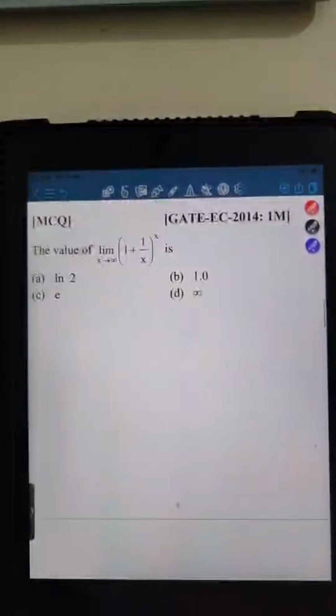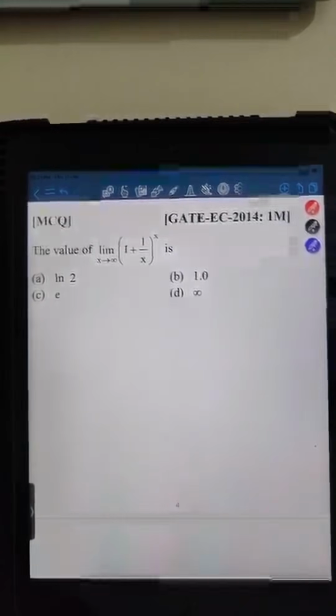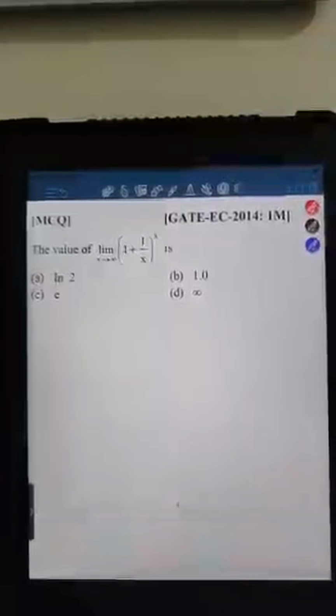So this is the problem that was asked in the GATE 2014 electronics paper, 1 mark. You will see students usually get afraid of this calculus topic because they don't know how to approach the problems in limits, maxima, minima, Taylor series and integrals. But if you follow a particular approach for calculus, you will find the questions are not that difficult.